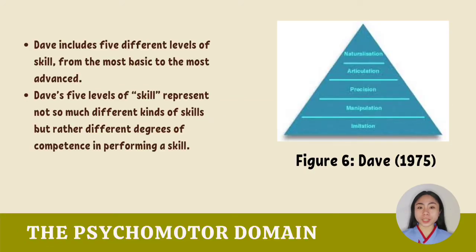We also have Dave's psychomotor domain. Dave includes 5 different levels of skill from the most basic to the most advanced. Dave's 5 levels of skill represent not so much different kinds of skills but rather different degrees of competence in performing a skill.